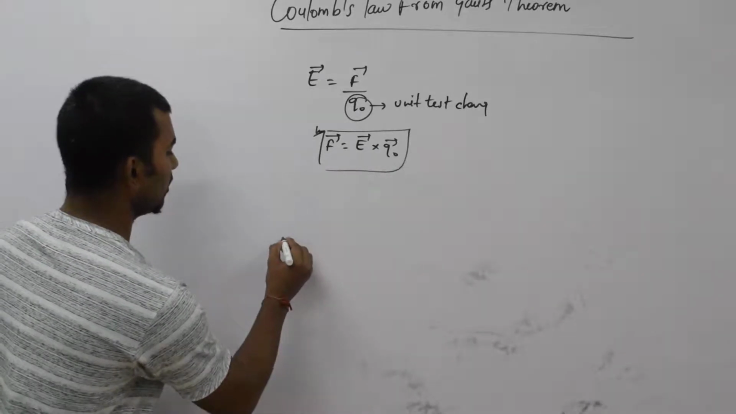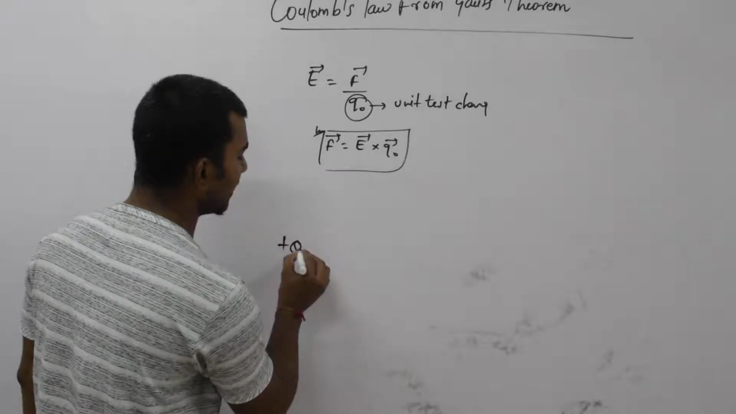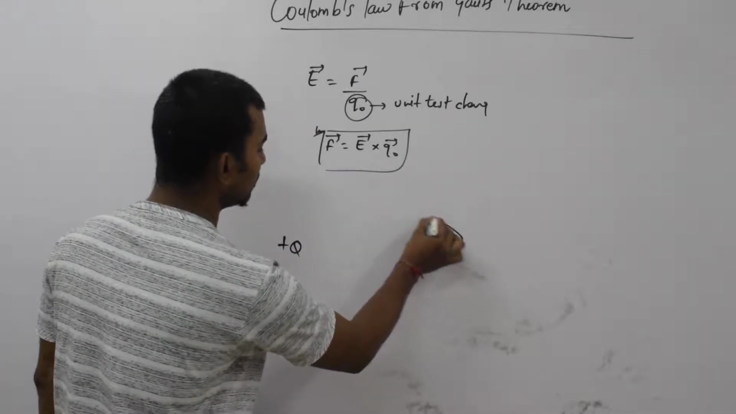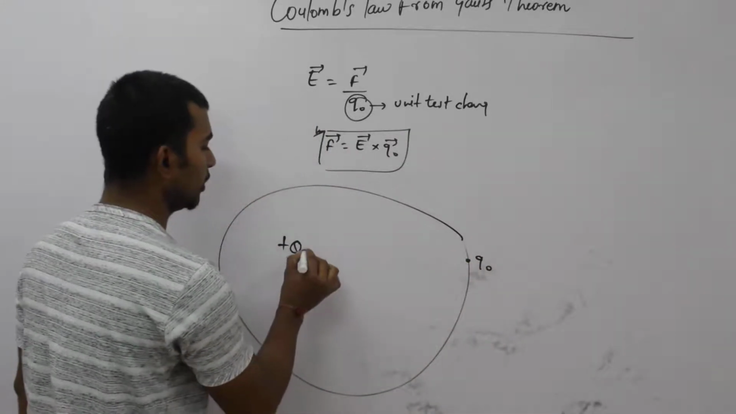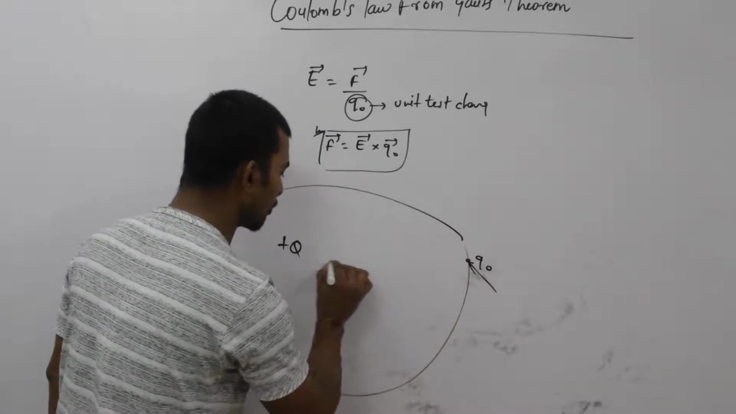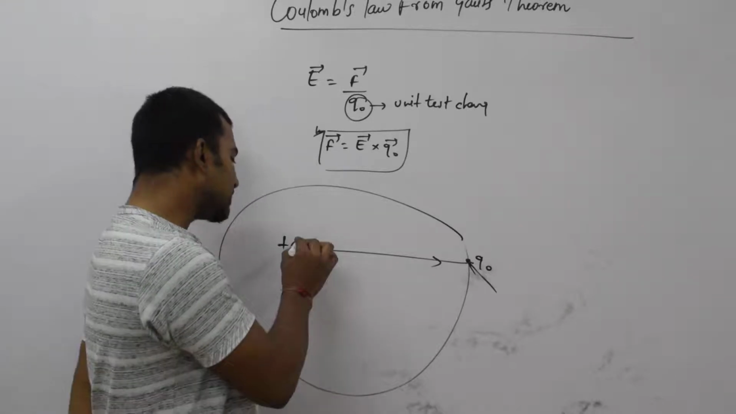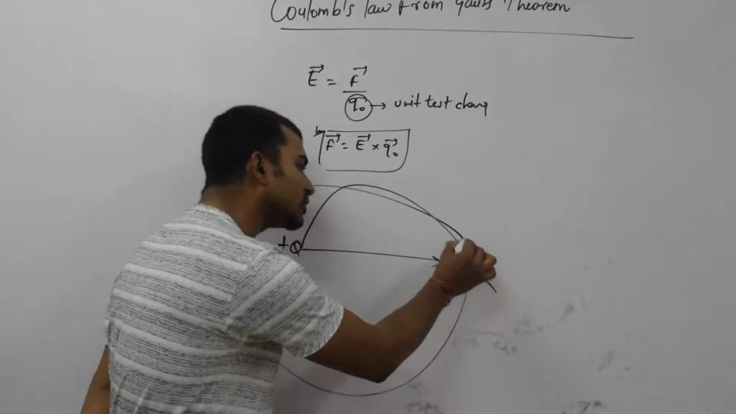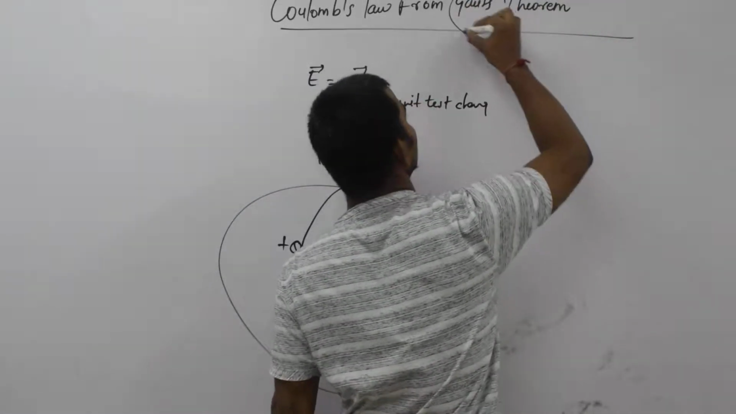Let's suppose there is a source charge plus Q, and in its field there is a charge Q naught. What is the force experienced by this Q naught charge in its field? That is what I am going to calculate: the force applied by this source charge on this test charge with the help of the Gauss theorem.